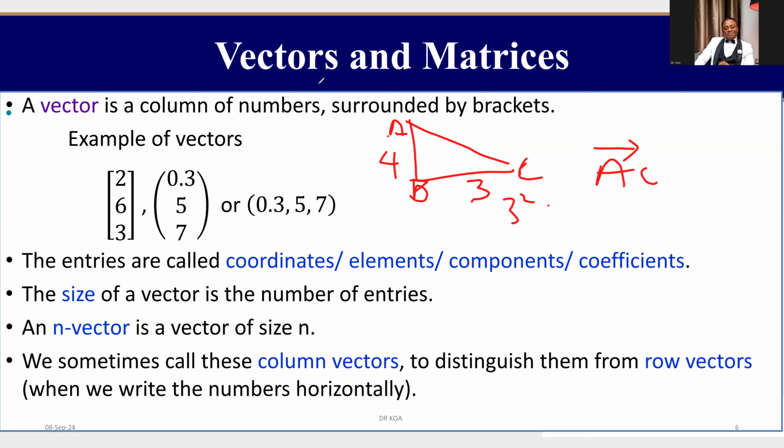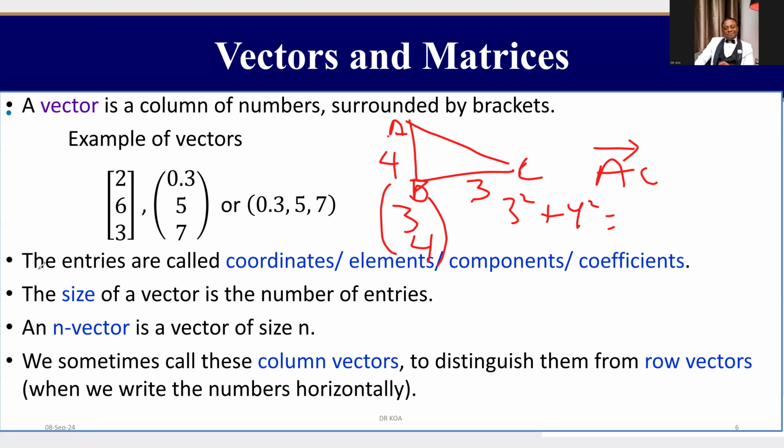So what does that say? 3 squared plus 4 squared. 3 squared is 9. 4 squared is 16. 16 plus 9. That's how you do it. That gives you the hypotenuse. That's a vector. And there are several ways. Of course, in this case, I'm using 4 and 3. 3 is on the x-axis. 4 is on the y-axis. So if I were writing them, I'd write them like this.